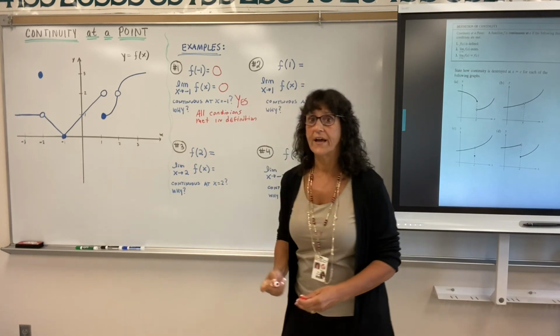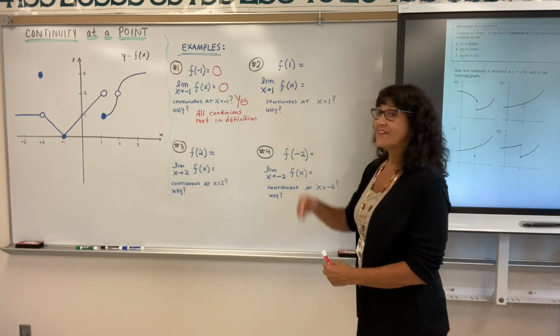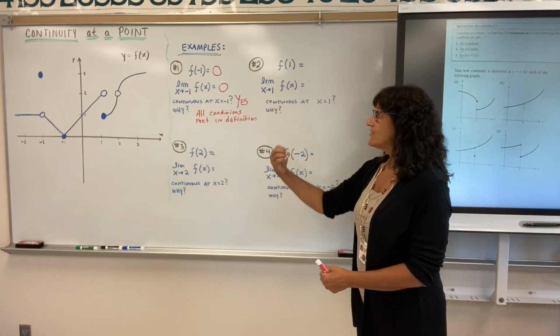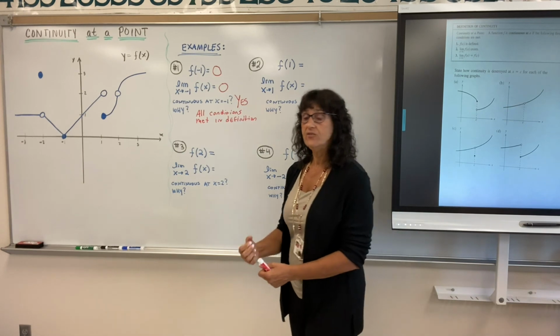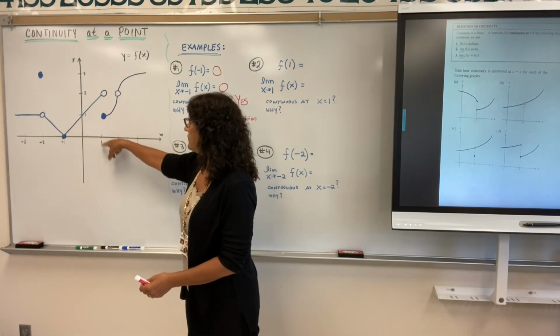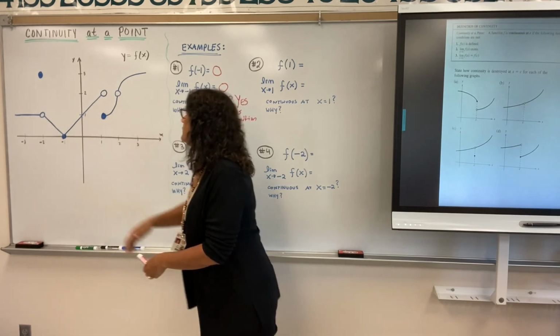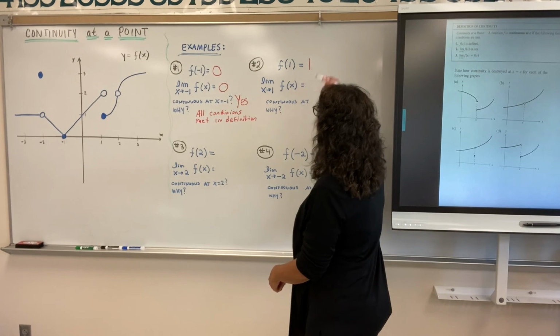Just write it like that for now. Okay. Let's look at example number 2. What is f of 1? When x is 1, what is y? They're telling you the x, what is y? You've got to go to the closed circle. When x is 1, y is 1. So f of 1 is 1.